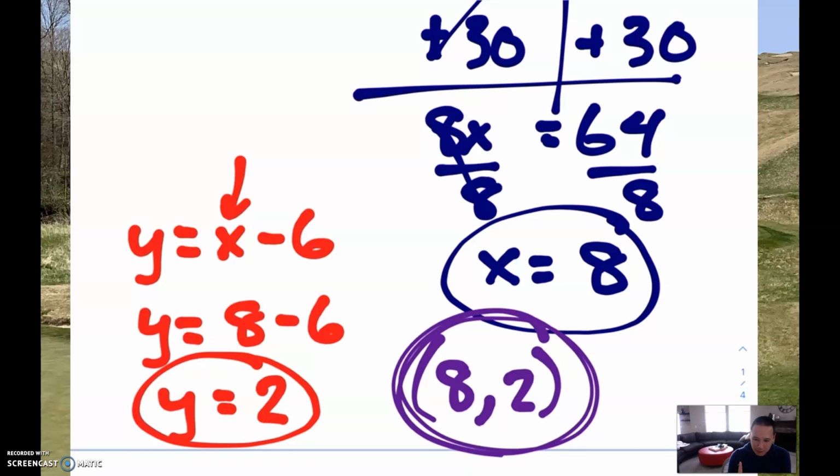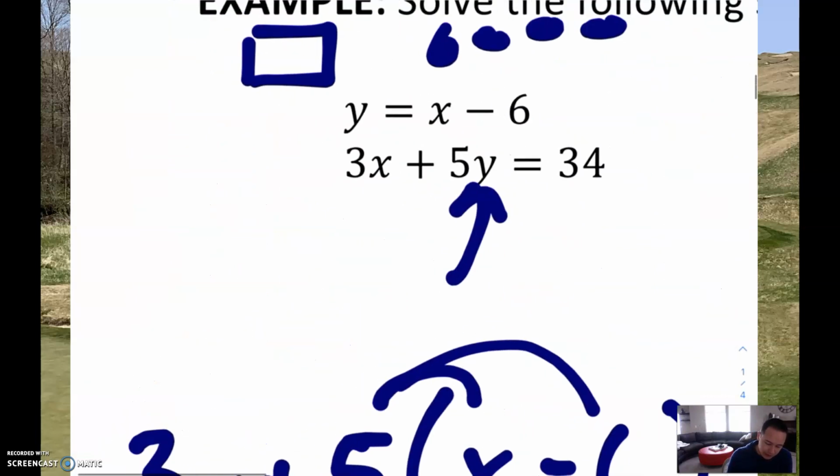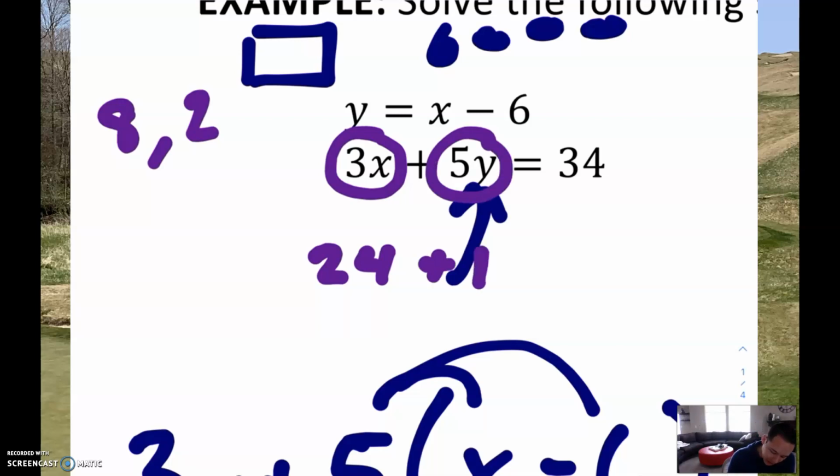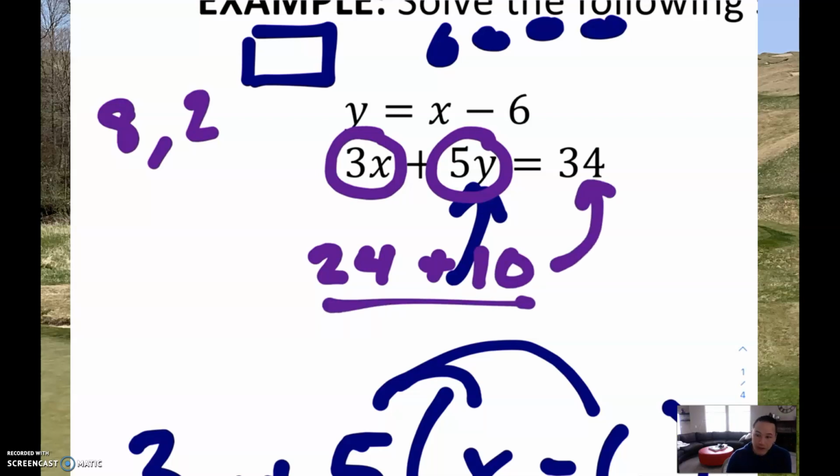Now, because we're going to be really good students, let's go ahead and double check our answer and just make sure that we got it correct. We know that it works for the top, but let's check the bottom one. Remember, x was 8 and y was equal to 2. If I replace x in here, 3 times 8 gives me 24. And if I replace a 2 for the y, 5 times 2 gives me 10.